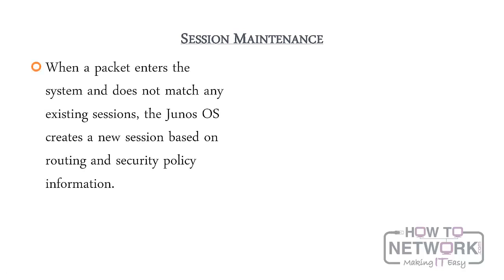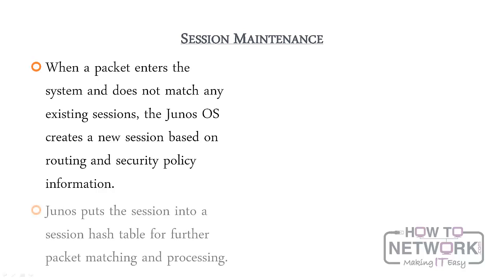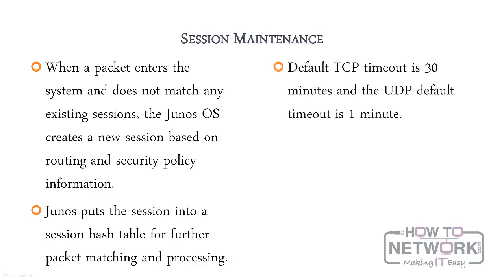In-session maintenance. When a packet enters the system and does not match any existing sessions, the Junos OS creates a new session based on routing and security policy information. Once this new session is created, the software puts it into a session hash table for further packet matching and processing. Depending on the protocol and service, TCP or UDP, the session is programmed with a default timeout. The default TCP timeout is 30 minutes, and the UDP default timeout is 1 minute.